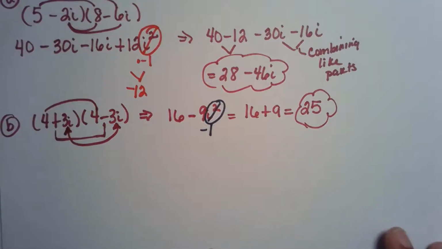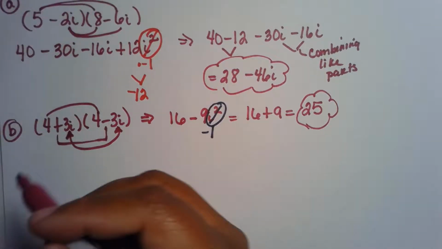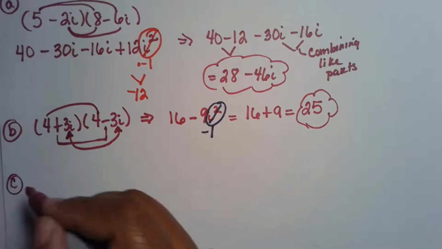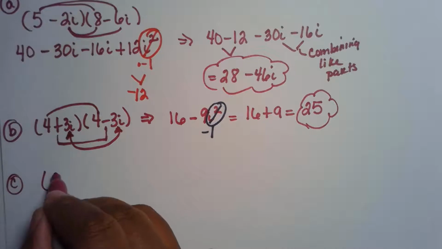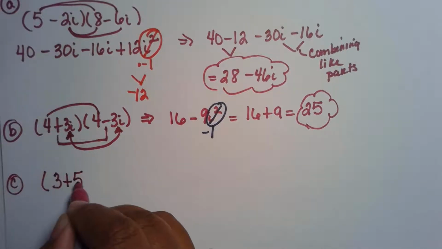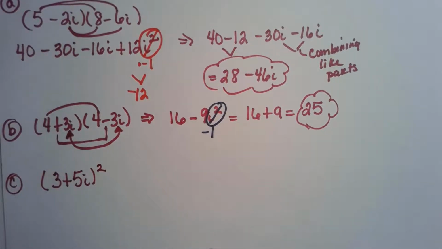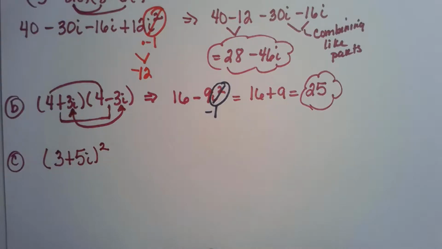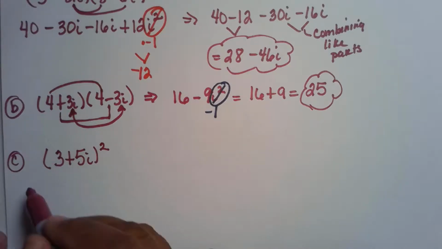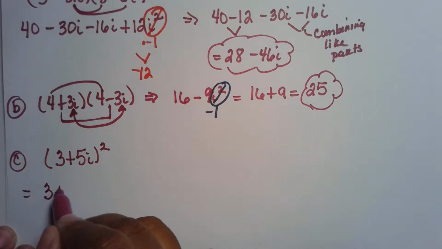One more example. Letter C. We have here the quantity of 3 plus 5i squared. Well, what not to do is take this exponent of 2 and distribute this to the 3 and to the 5i. Okay, this exponent of 2 is telling us to write the 3 plus 5i twice. So then we're going to FOIL.